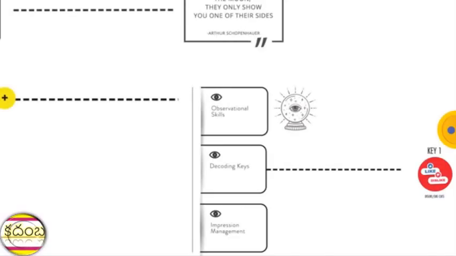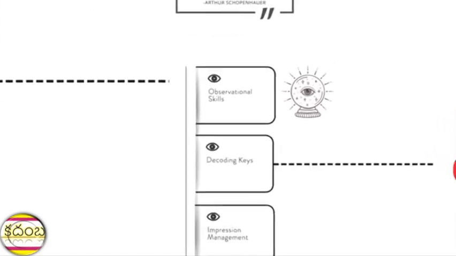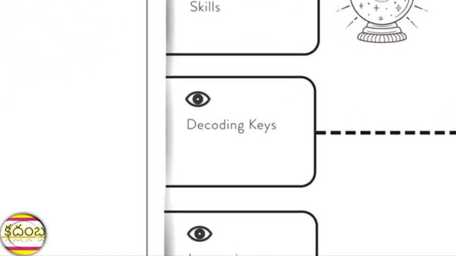Remember the cracks in the mask we spoke about earlier? Those flashes of micro-expressions? People can try to prevent these cracks from leaking and showing their true feelings, but that would be futile, as they are for the most part completely unconscious and uncontrollable. In order to see through other people's masks, you need to master the decoding keys.